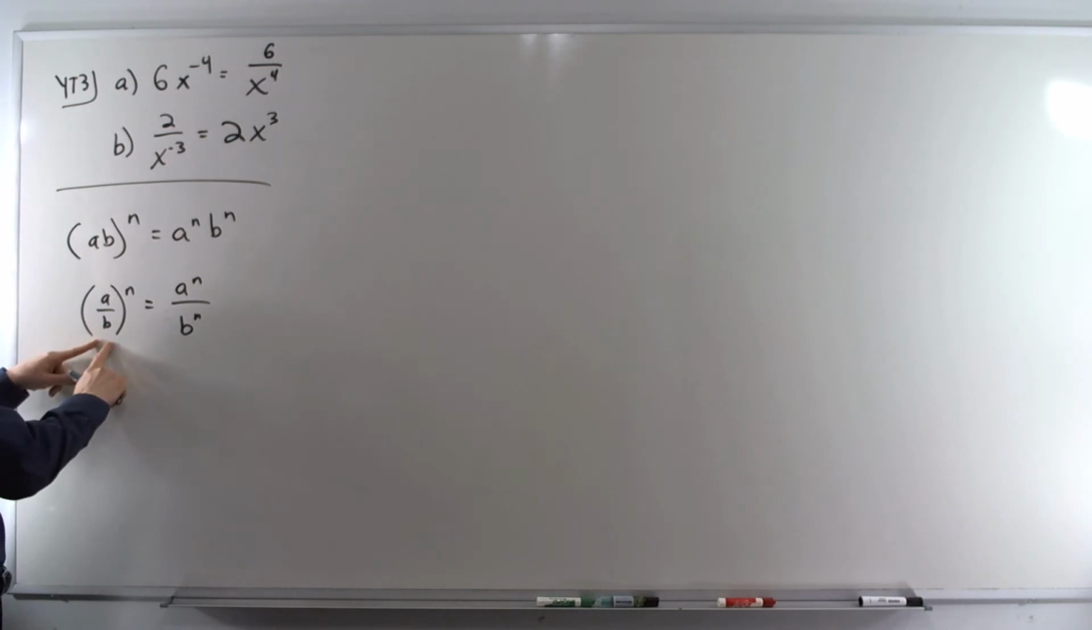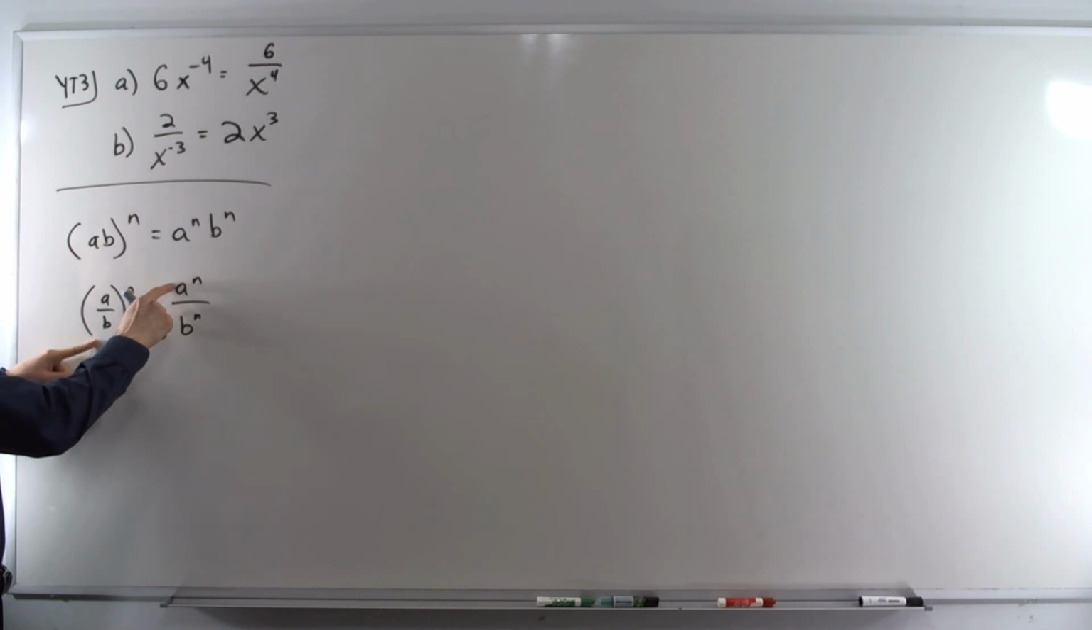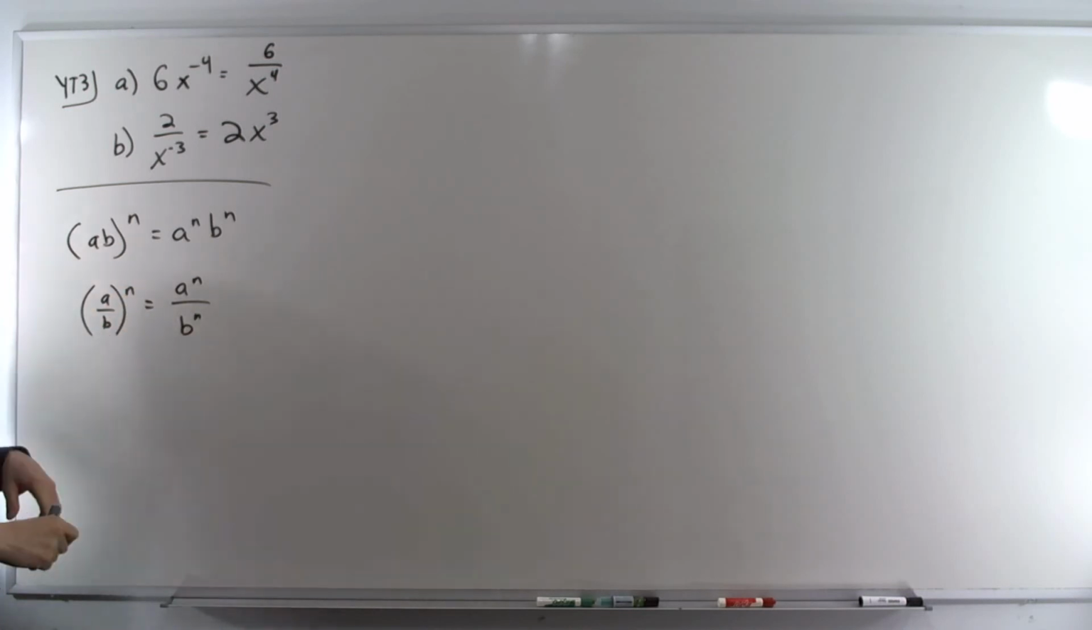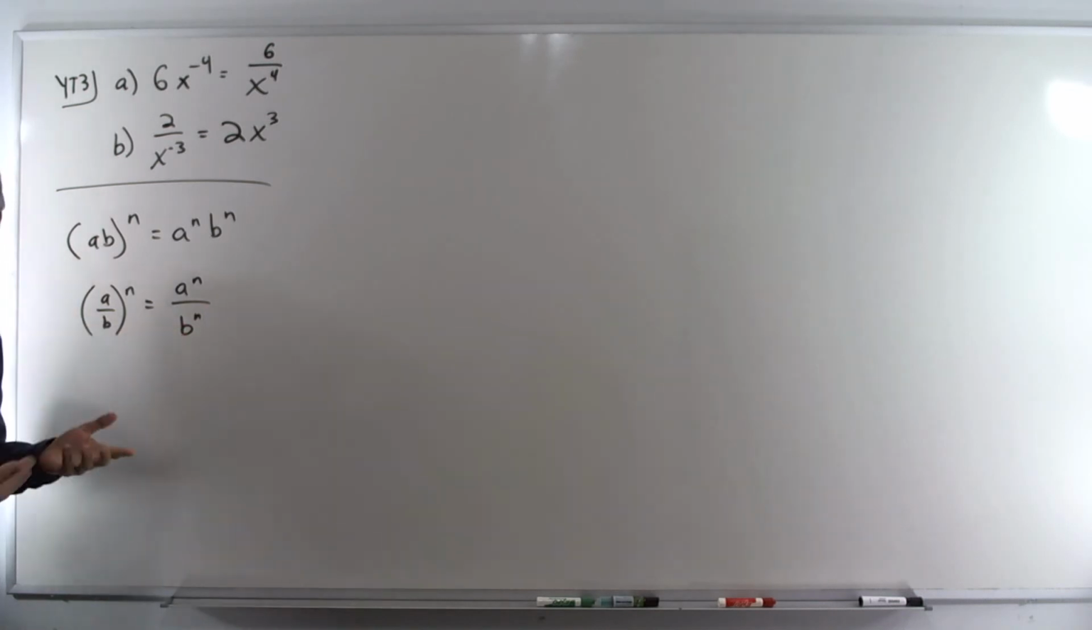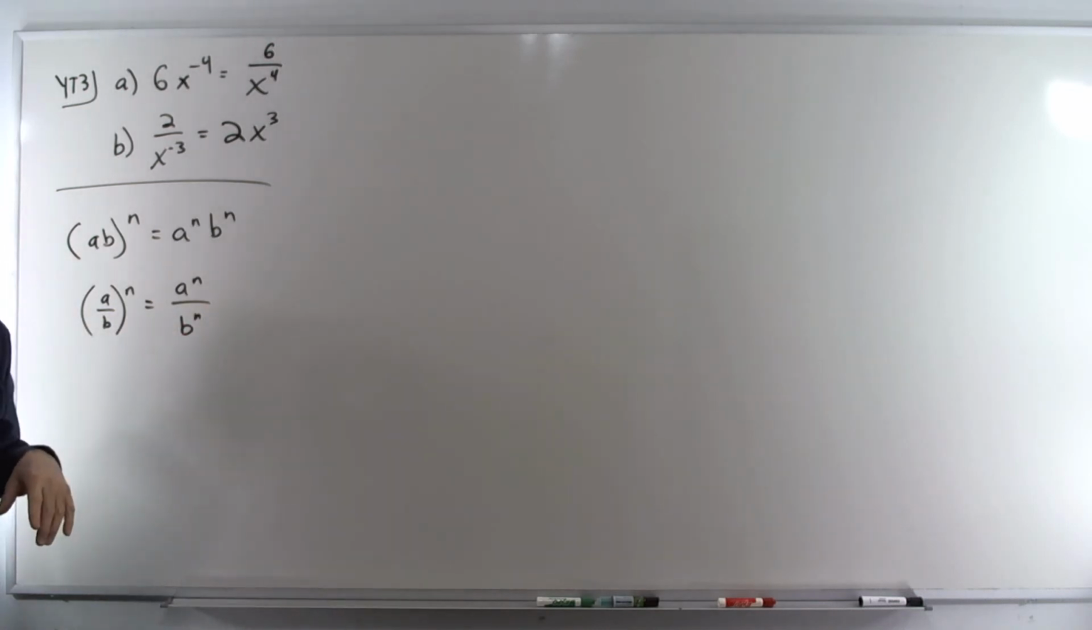Over here, same thing works with both the numerator and denominator. We're going to apply the exponent to the numerator to get a to the n. We'll apply it to the denominator to get b to the n. And the same thing applies if we have multiple things in the denominator. If we had bc in the denominator, it'd be b to the n, c to the n in the denominator over here. So apply it to absolutely everything you see.